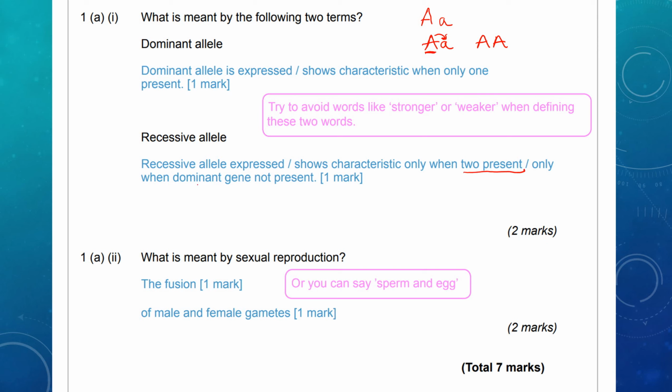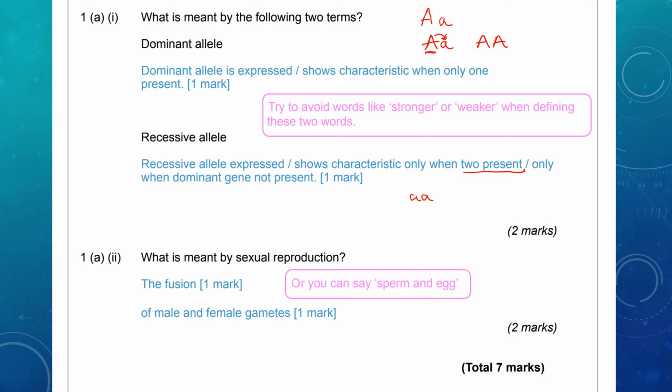Or only when the dominant gene is not present. So, for example, using our letter A, we would have to have two copies of the recessive allele to show us that particular characteristic.